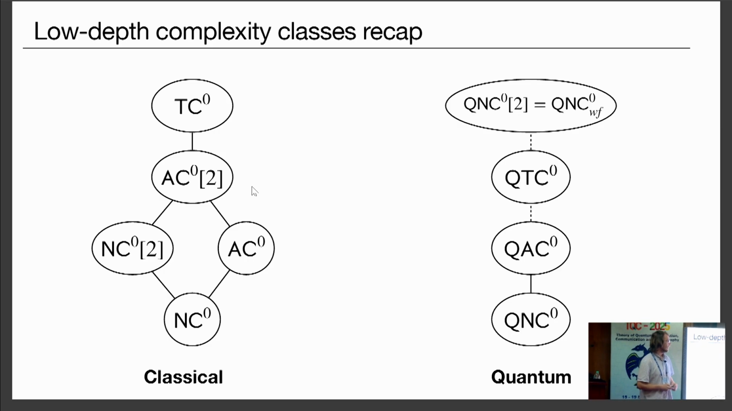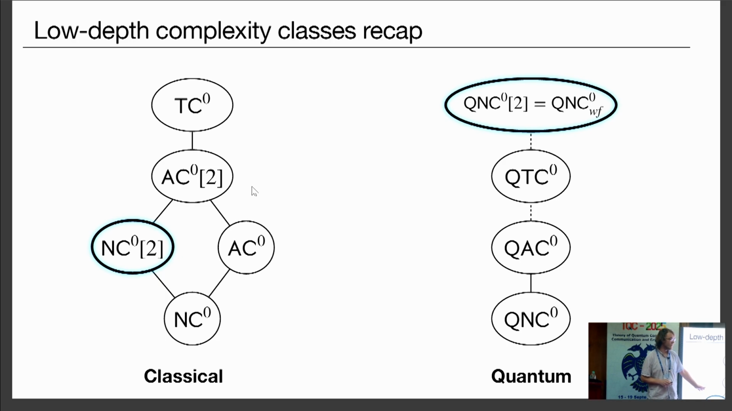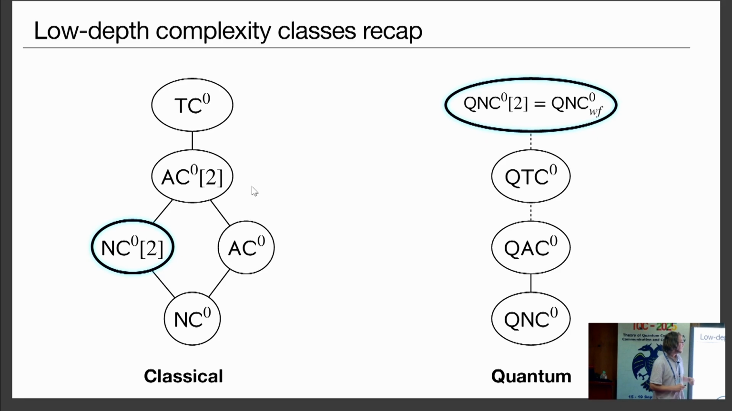strict. And so the first interesting difference between the quantum picture and the classical picture is that classically, we have this innocuous class, NC02, very near the bottom. In particular, this class can't compute AND. But in the quantum picture, it's essentially at the top. It's essentially the most powerful of all of these constant-depth quantum circuit classes we've discussed so far.